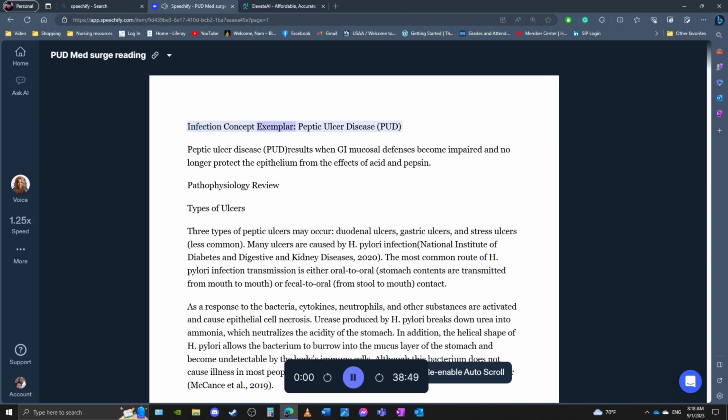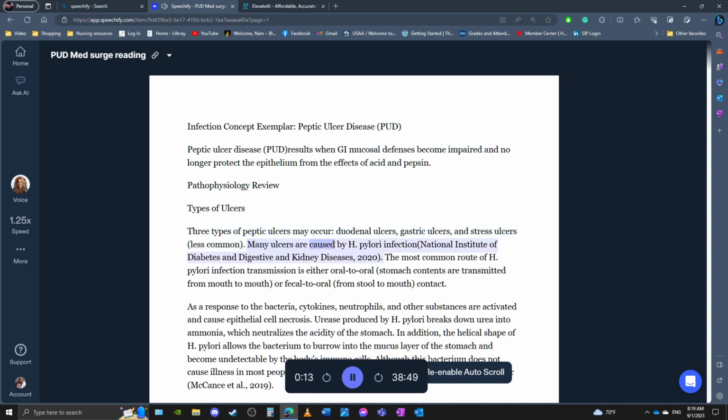Action concept exemplar, peptic ulcer disease. Peptic ulcer disease results when GI mucosal defenses become impaired and no longer protect the epithelium from the effects of acid and pepsin. Pathophysiology review. Types of ulcers. 3 types of peptic ulcers may occur: duodenal ulcers, gastric ulcers, and stress ulcers.